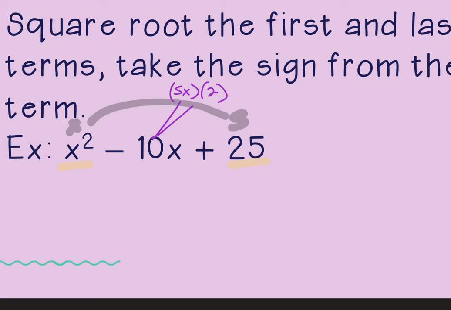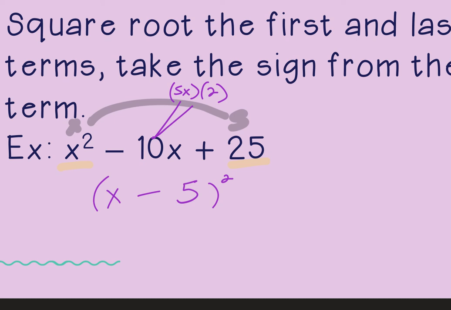So it's the reverse of what we do with the special products, okay? If that matches the term in the middle, then you know it is a perfect square. So this is a perfect square. And the easy part is to factor it. You square root the first term, you square root the last term, you take the sign from the middle, keep it in parentheses, and square it.